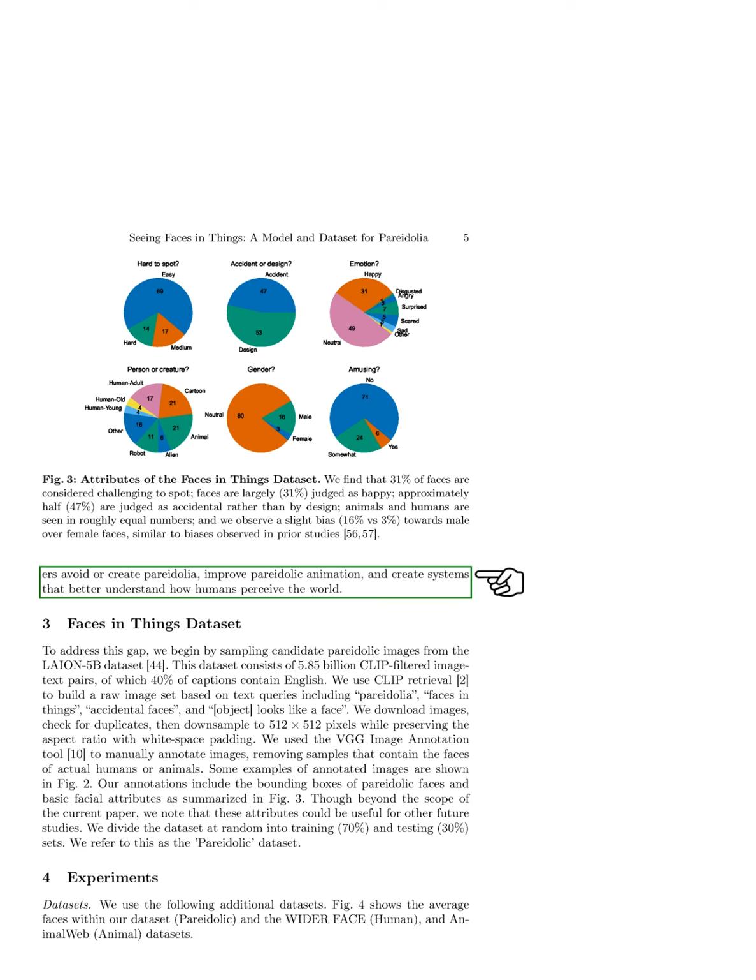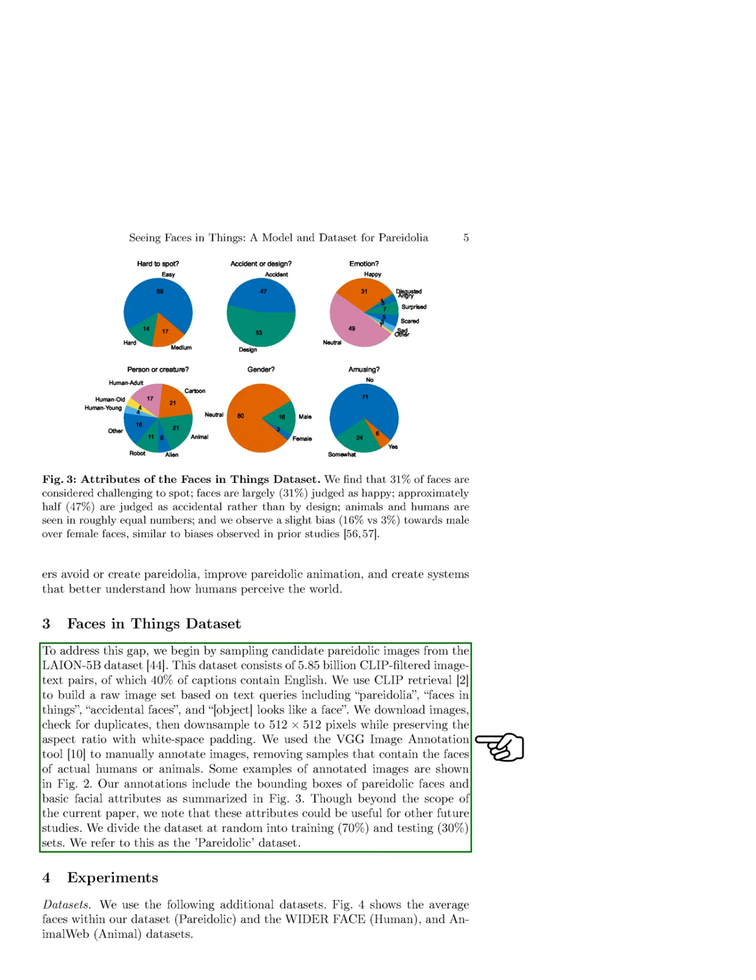Section: Faces in Things Dataset. In this section, we describe the Faces in Things dataset. To fill a gap in our research, we start by selecting candidate pareidolic images from the LAION-5B dataset, which contains 5.85 billion image-text pairs, with 40% of the captions in English.